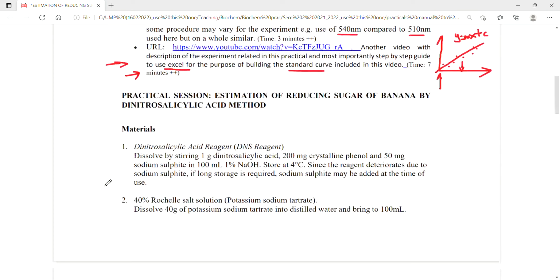Now we move to the actual practical itself, which unfortunately you cannot do in the laboratory. This practical is about estimating the reducing sugar found in one or two samples. In the laboratory, sometimes we purchase two types of banana and determine the reducing sugar, where half of the class will work on banana A while the other half work on banana B.